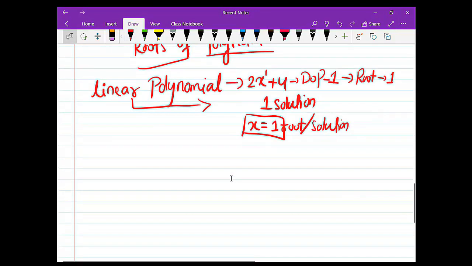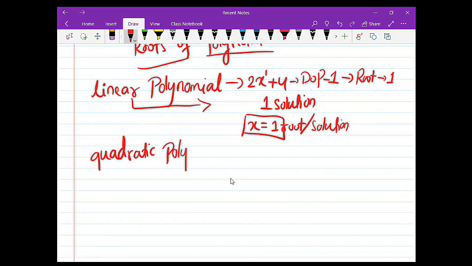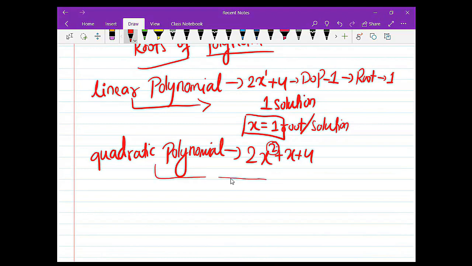Okay. See, if we have a quadratic polynomial, how do we write a quadratic polynomial? 2x square plus x plus 4 like that. Okay, what is the degree of the polynomial here? 2, that's why this is a quadratic polynomial. If the degree of the polynomial is 2, or if the polynomial is a quadratic polynomial, then the roots are 2. Roots are 2 or solutions.